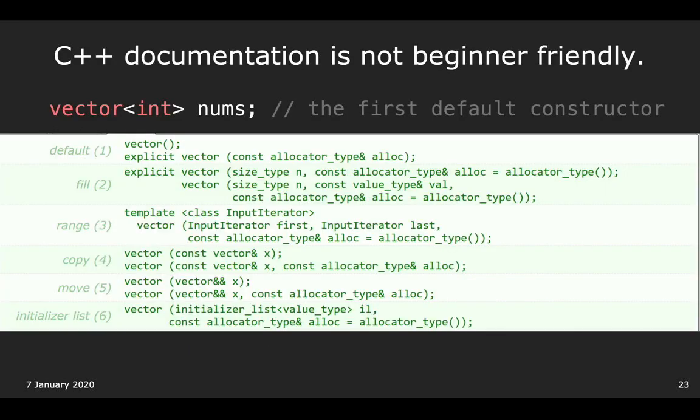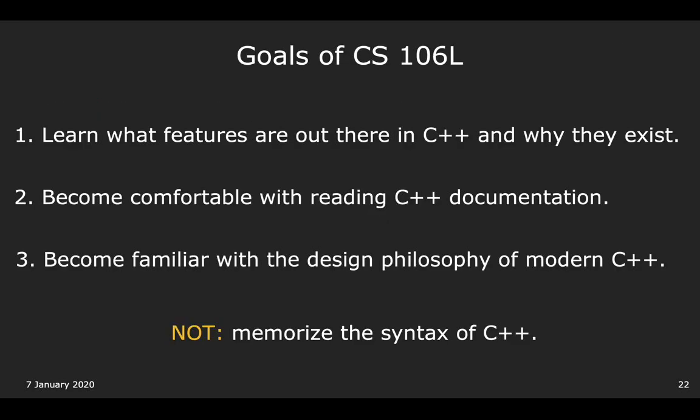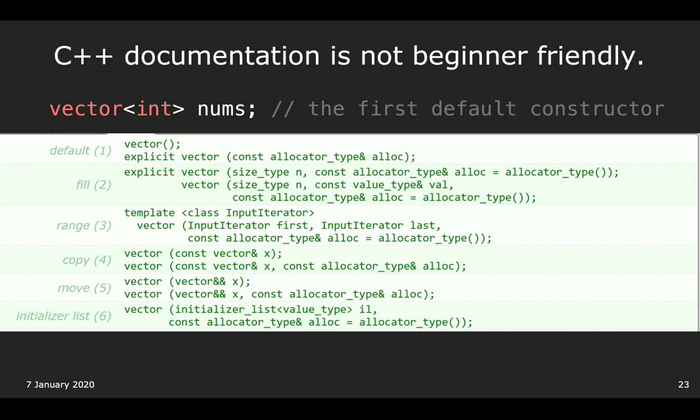Another thing we want to do is talk about how to read C++ documentation, because here's an example of how you declare a vector in C++. If you're not familiar with what a vector is, in Java it's an array list, in Python it's just a regular list. So to create a vector, there are I think 12 different constructors you can use. You should know the first one.